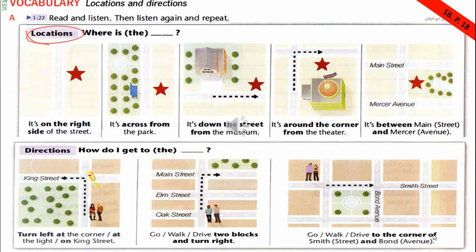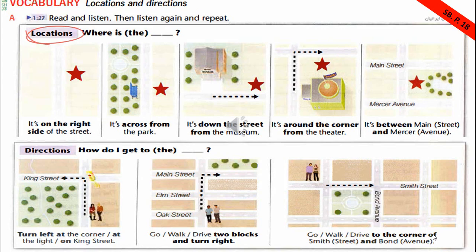Page 18. Vocabulary. Locations and directions. Exercise A. Read and listen. Locations. Where is the...? It's on the right side of the street. It's across from the park. It's down the street from the museum. It's around the corner from the theater. It's between Main Street and Mercer Avenue.